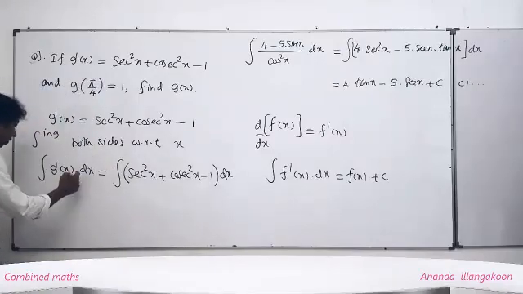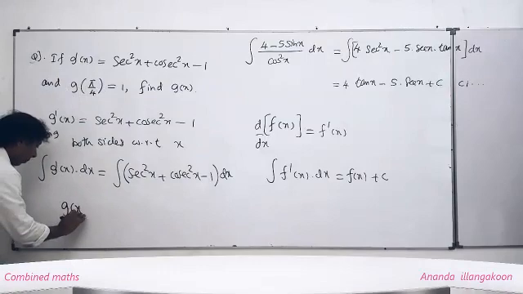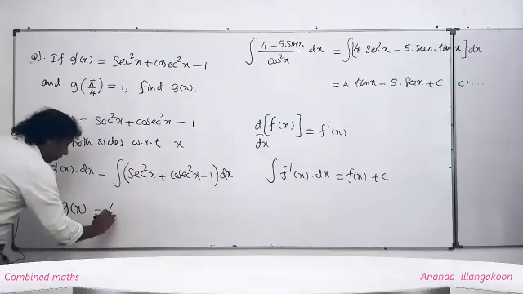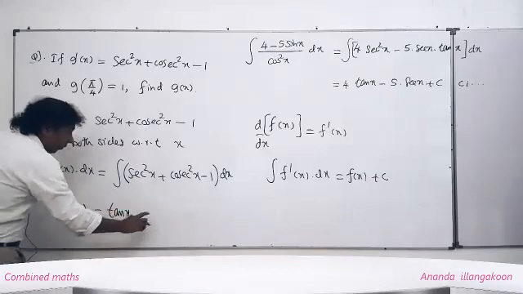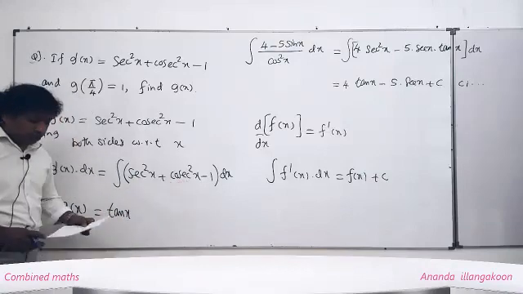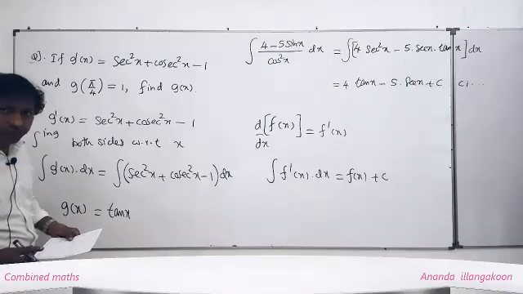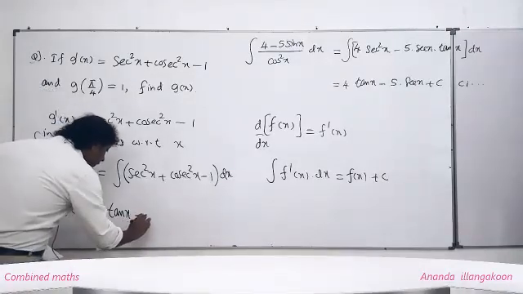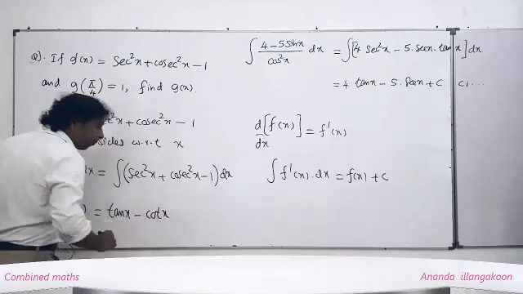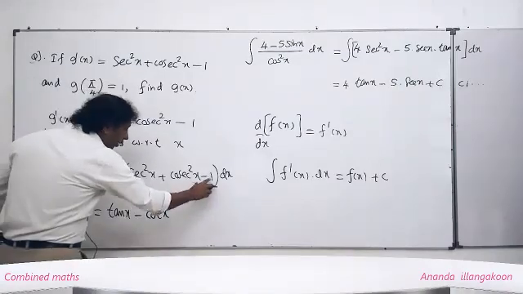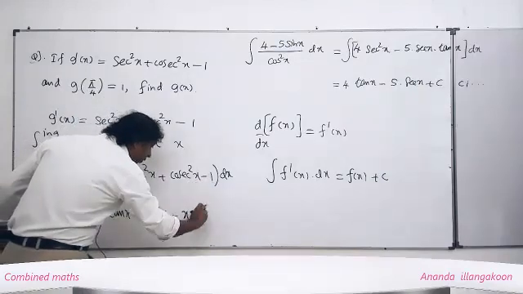The integral of g'(x) is g(x). The integral of sec squared x is tan x. When you integrate cosec squared x, today we learned the cosec squared x result, number 11: the integral of cosec squared x is minus cot x. You should be able to remember those results and use them. The integral of 1 is x. And we write c.